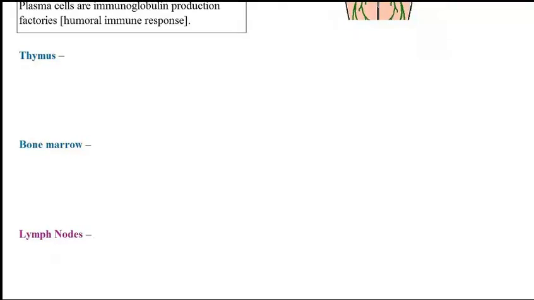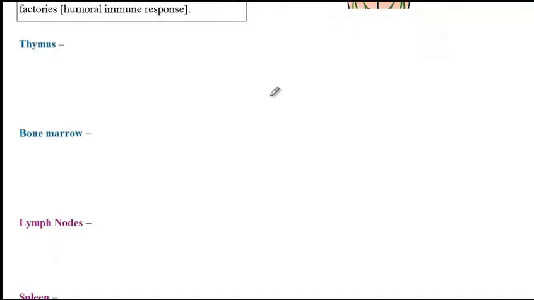So thymus is a site where majority of T lymphocytes will mature and start to express either CD4 receptors or CD8 receptors. And we know that cells that have CD4 are called helper T cells, versus cells that have CD8 are called cytotoxic or killer T cells. And CD4 is specific for recognizing MHC2, while CD8 is specific for recognizing MHC1 glycoproteins.